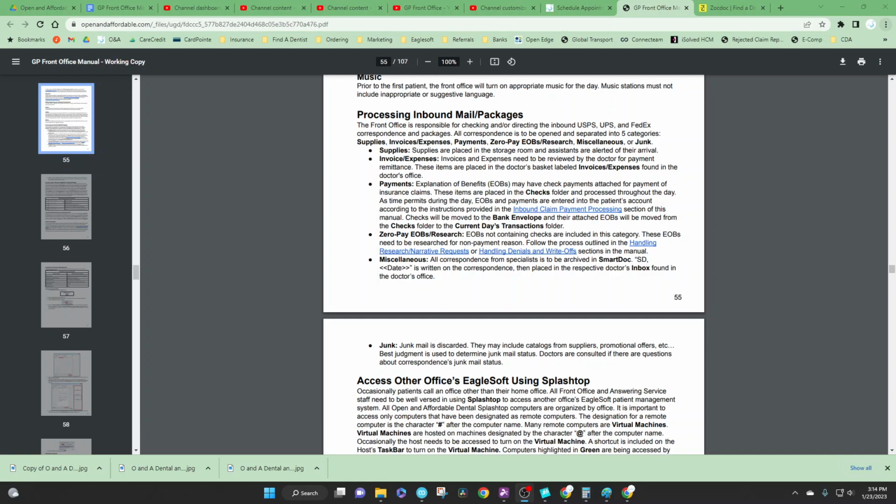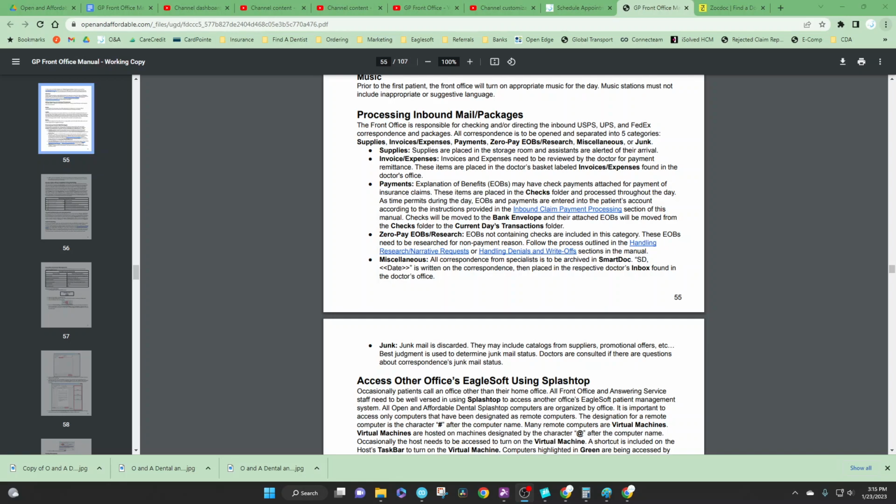Payments. So sometimes patient payments will come in electronically. It'll come right to the bank account. Sometimes payment comes in through a physical check, and that physical check has what's called an explanation of benefits attached to it. So if you get an explanation of benefits, what you'll do is you will process the check, and there will be a separate video on how to process inbound checks.